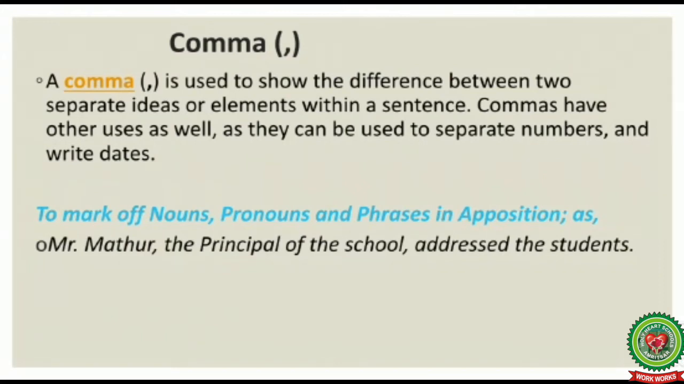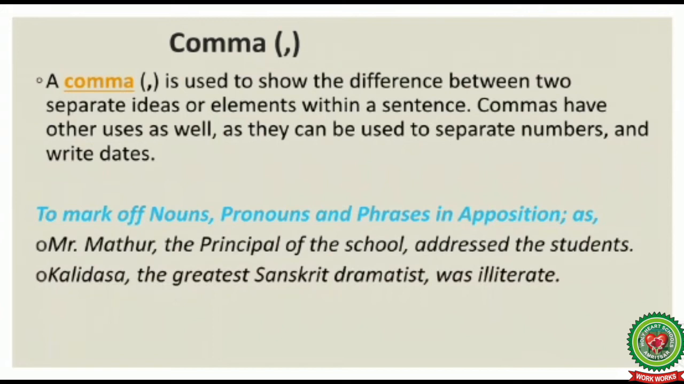Let us consider another example. Kalidas, the greatest Sanskrit dramatist, was illiterate. In this statement, we are telling two pieces of information about Kalidas. One, he was the greatest Sanskrit dramatist, and second, he was illiterate. So we can write both the qualities by using comma. Now let's read the sentence again. Kalidas, comma, the greatest Sanskrit dramatist, comma, was illiterate. We put a comma before and after the words that describe Kalidas.